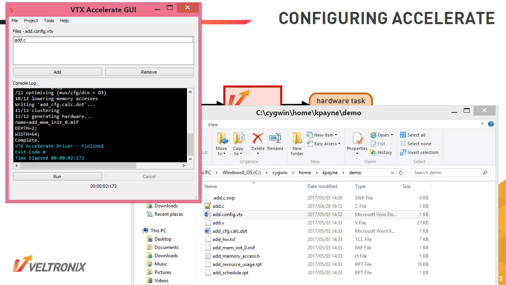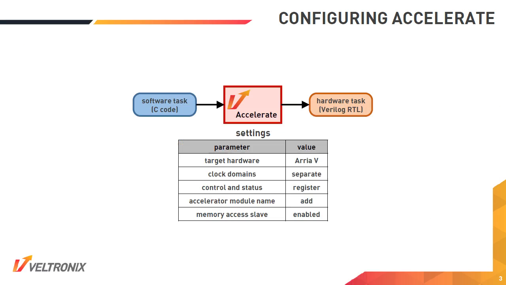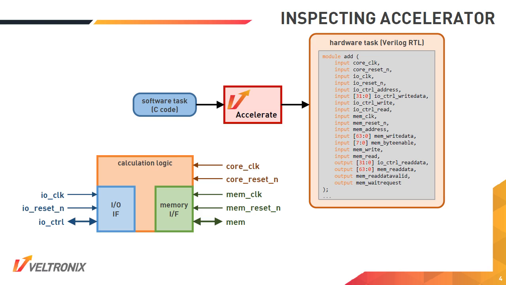As you can see in the console log, Accelerate has finished running successfully, indicated by an exit code of 0. At the end of execution, an accelerator in the form of RTL Verilog is obtained. The interface of the accelerator corresponds to how Accelerate has been configured. The generated accelerator has separate clock reset pairs for the following submodules of the accelerator: the input-output interface, shown in blue, the calculation logic shown in orange, and the memory interface shown in green.